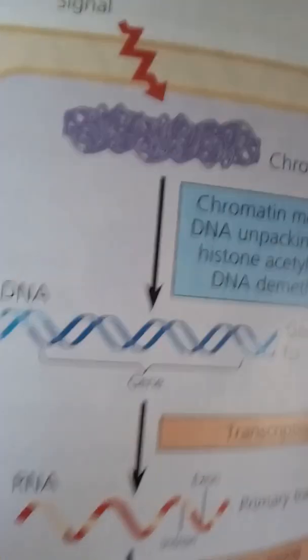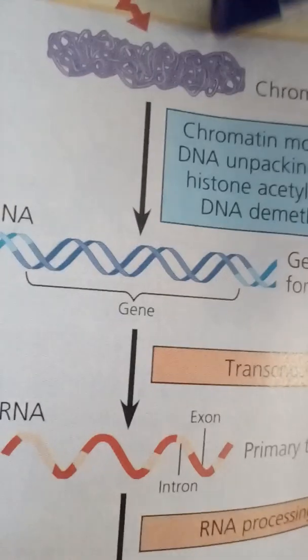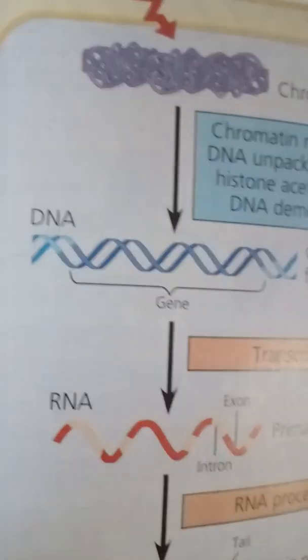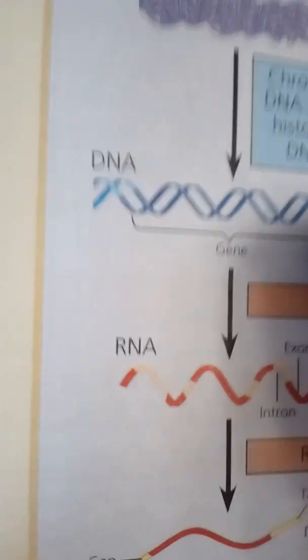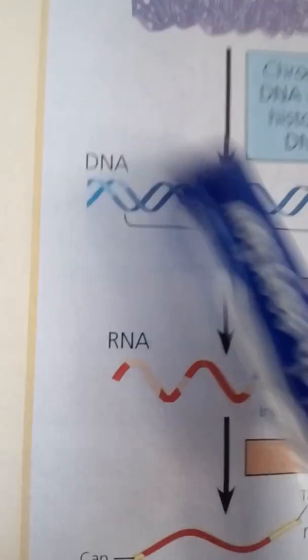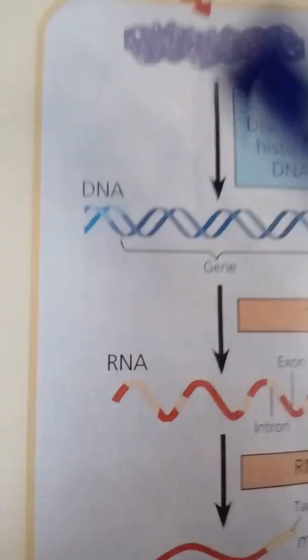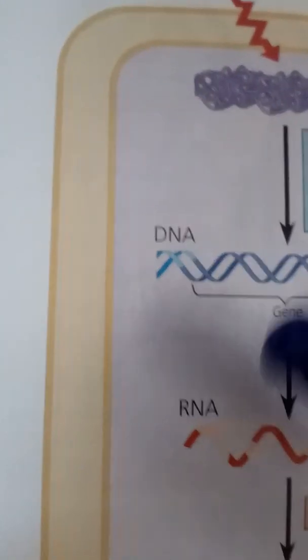Notice the signal, and this represents chromatin, and this is the nucleus. What happens inside the nucleus? Chromatin. Notice that the gene becomes available for transcription. Before this, there is chromatin modification, DNA unpacking, involving histone acetylation and DNA demethylation.